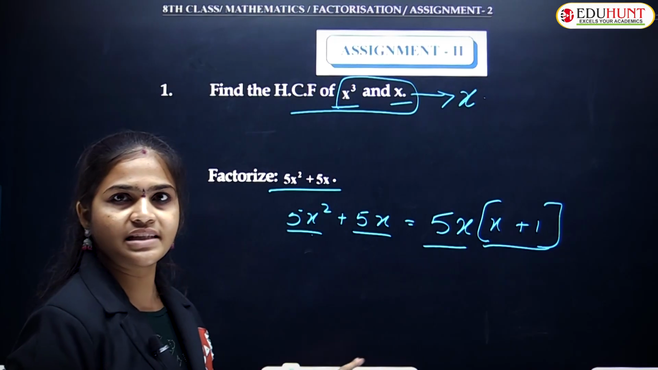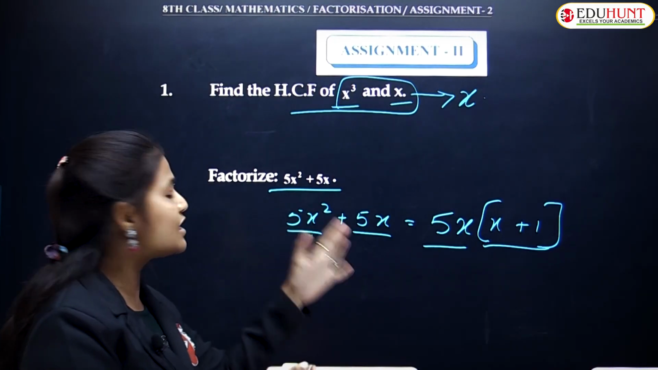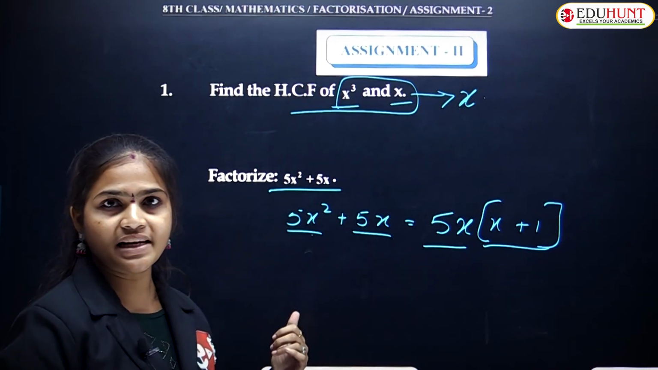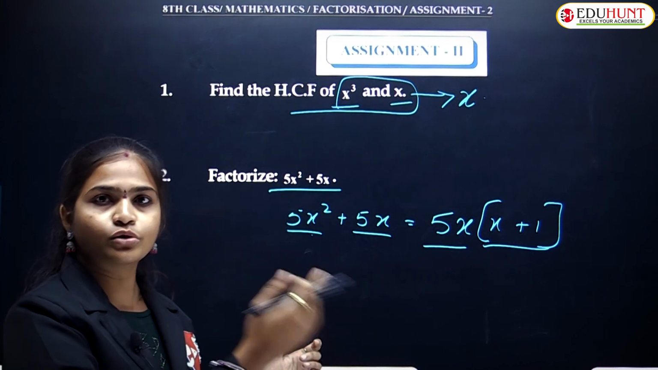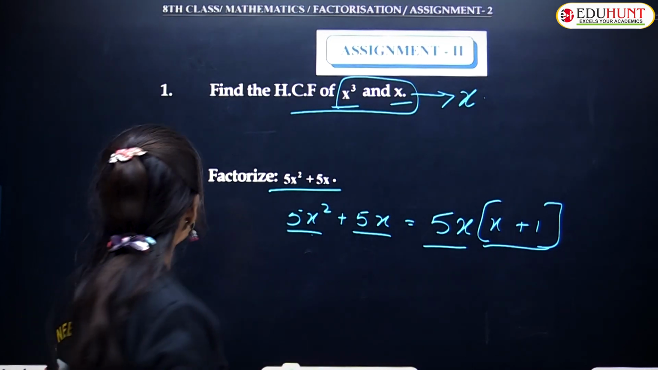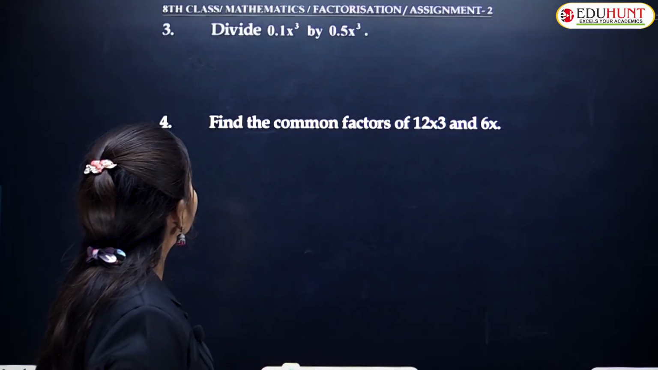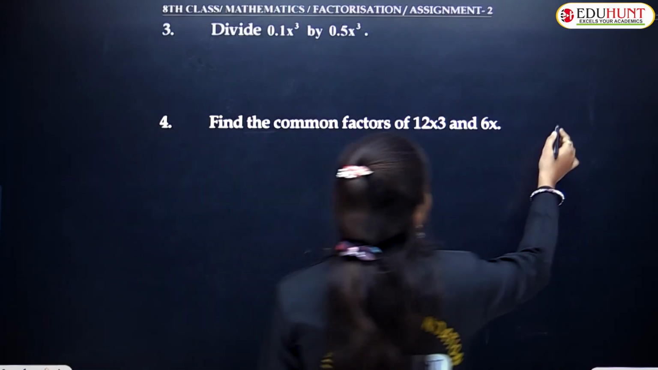All are easy. For factorization, first find what is common in all terms and take it out, then work with the leftover terms. Understand? Next, the third question.